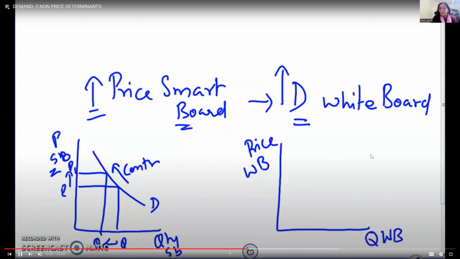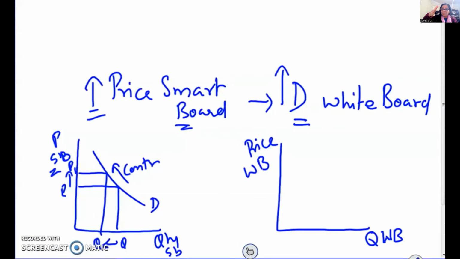And this means there will be an increase. When we are saying increase, it's a complete shift of a demand curve. So there'll be two demand curves now. And that's the increase in demand curve, or demand for whiteboards. So you can see now how this should be related.